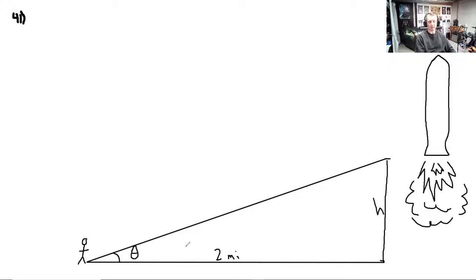And the reason you're doing that, you'll sort of stop on the spotting scope, and you'll watch it with your eyes from there on. The reason is you want to know at that particular time how high up it is. And so it's not too difficult to solve this problem. But the question is just, what is the height of the space shuttle in terms of this angle theta?